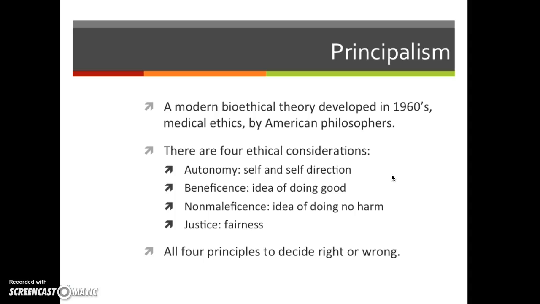But the 4 ethical considerations are autonomy, which is the idea of self and self-direction; beneficence, which is the idea of doing good, being a good person, going back to that idea of character-based ethics; non-maleficence, which is the idea of doing no harm. It's a little different than the idea of doing good. It's the idea of not harming versus just being good. And then, of course, the ethical consideration of justice, which is all about fairness, weighing the right and the wrong and the consequences and everything all at once. So all these 4 principles, if you work them together and you discuss them right, would help you to decide the right and the wrong.